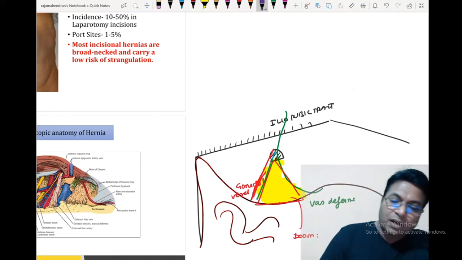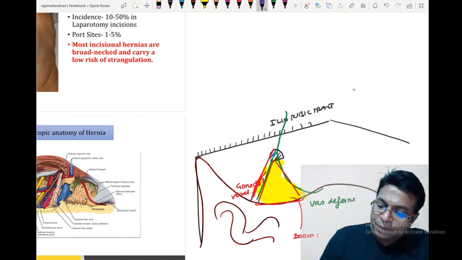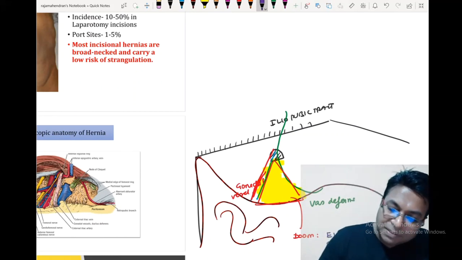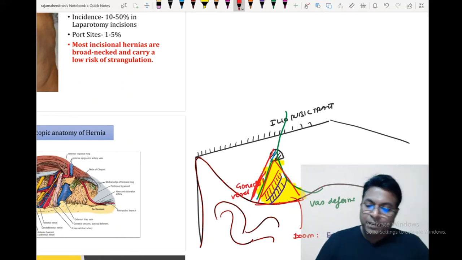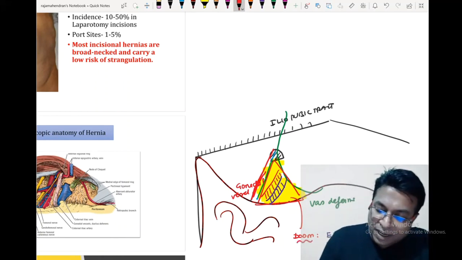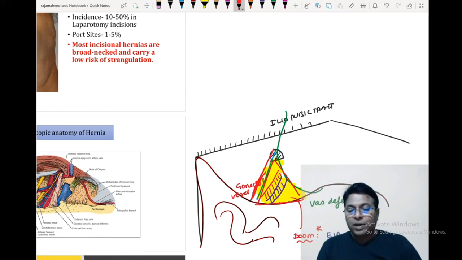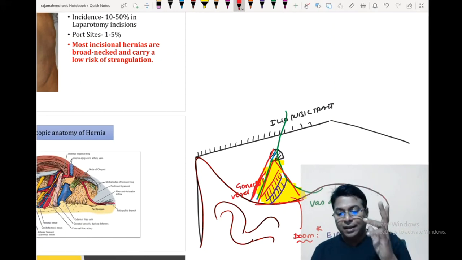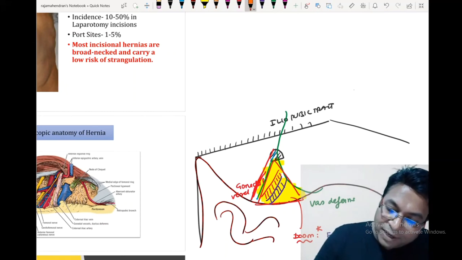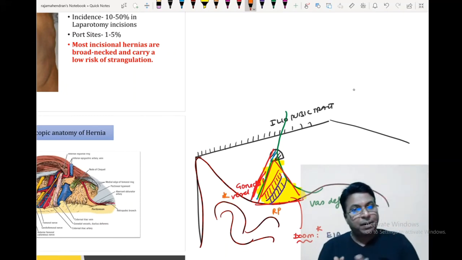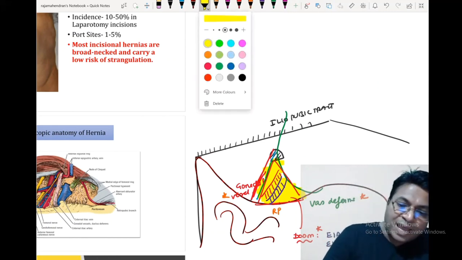So this is a triangle of doom containing external iliac artery and external iliac vein. Please remember, it will be the external iliac vein and external iliac artery inside this triangle. The triangle of doom is bounded by vas deferens, gonadal vessels and reflected peritoneum, with the external iliac artery and vein as contents. Please remember.